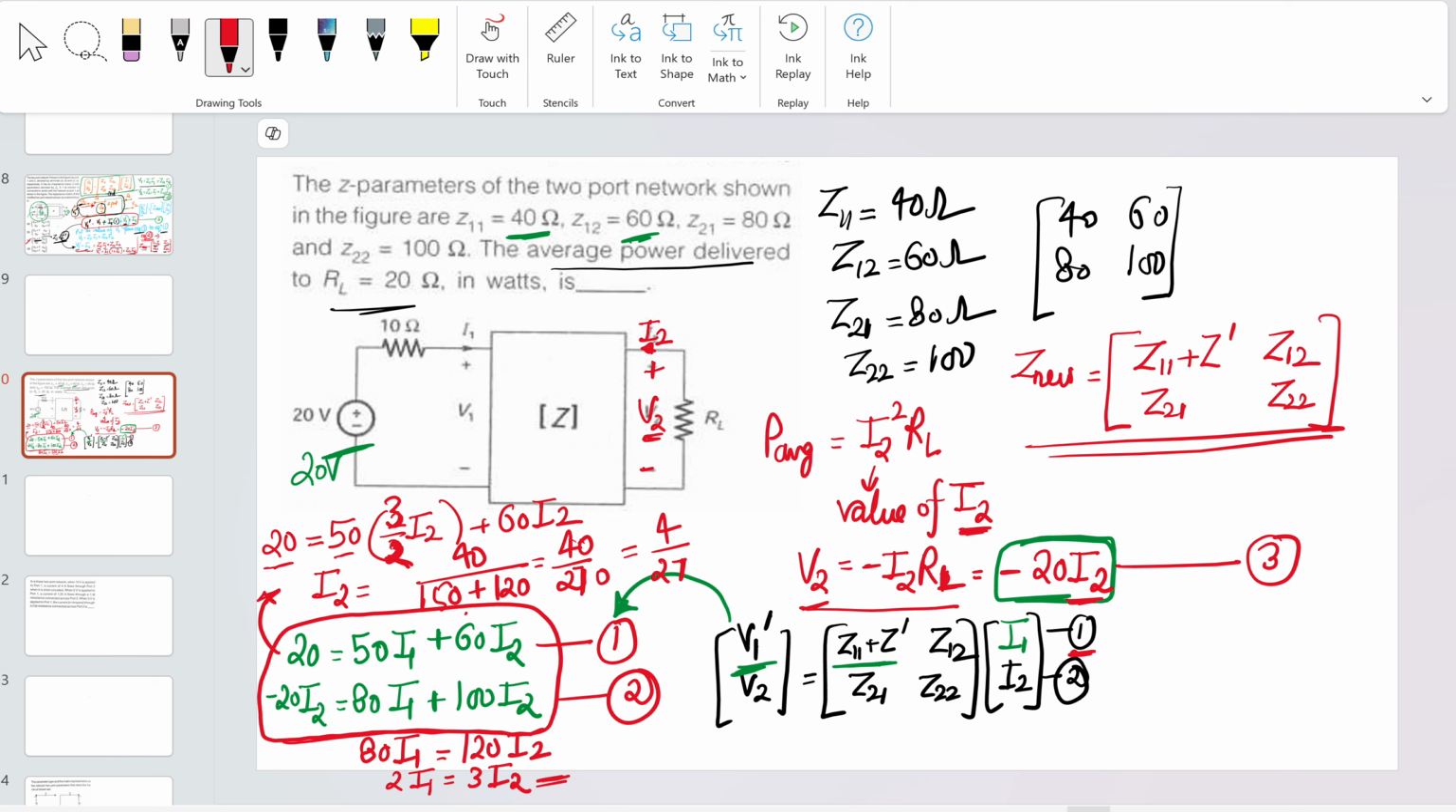Okay. So what is the value of average power? Average power will become I2 square times RL. What is the value of I2? I2 is 4 by 27, squared, multiplied by RL, which is 20.